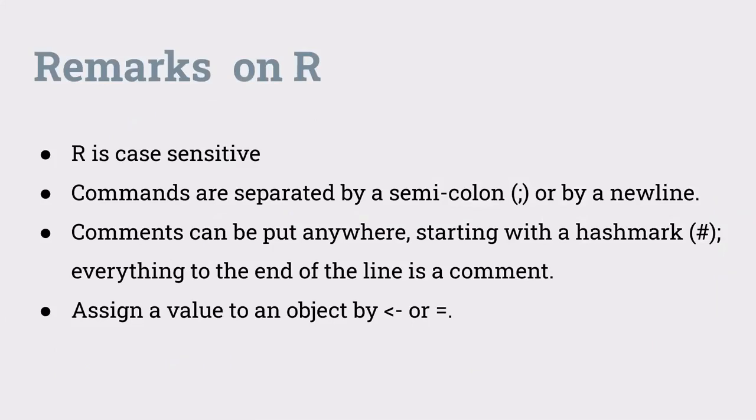R is case sensitive. Commands are usually separated by a semicolon or by a new line. Comments can be put anywhere, starting with a hash mark. Everything at the end of this line is a comment, and it's usually shown in green. Then you can assign a value to an object using an arrow or an equal sign.